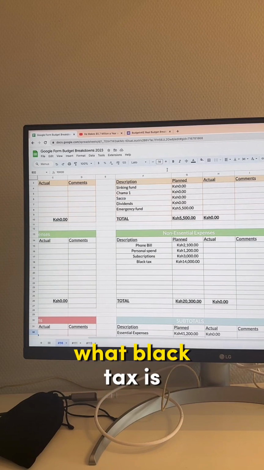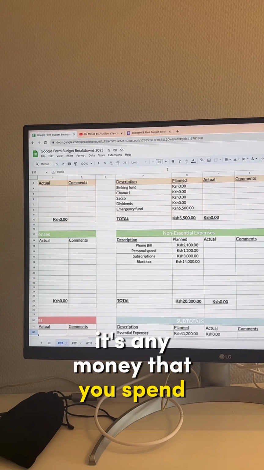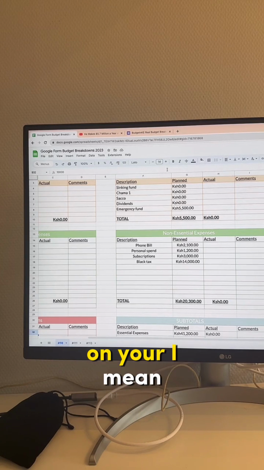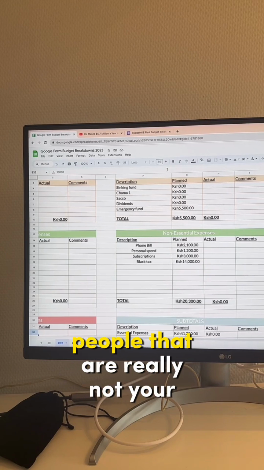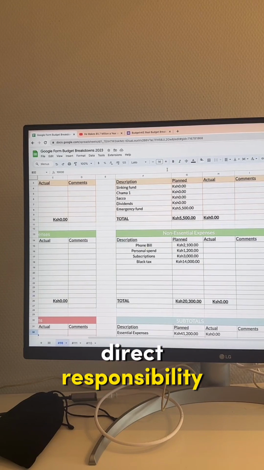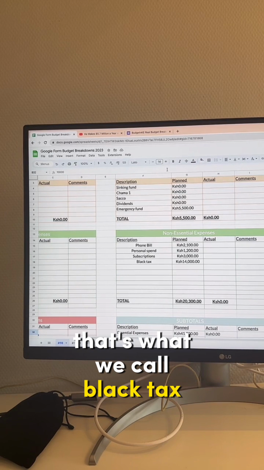And for those who don't know what black tax is, it's any money that you spend on taking care of your family, or taking care of any people that are really not your direct responsibility. That's what we call black tax.